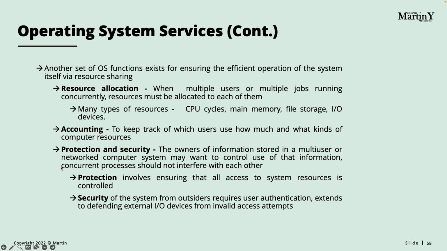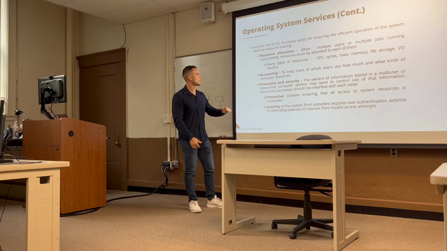Okay, so other things that system calls can do is, for example, resource allocation. This is pretty much one of the most important tasks of the operating system. How many CPU cycles are we going to allocate? What part of the main memory? Where are we going to put our program? Where are we going to store our files? Those are all operations of the operating system.